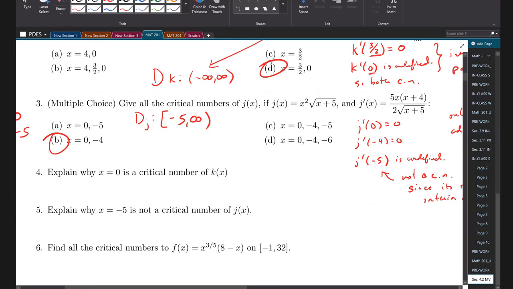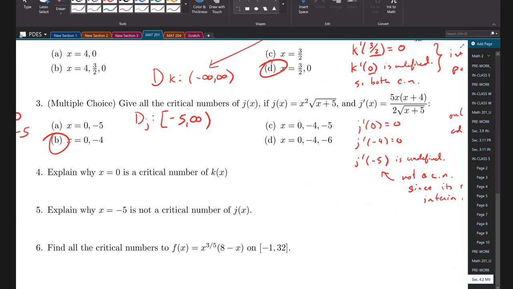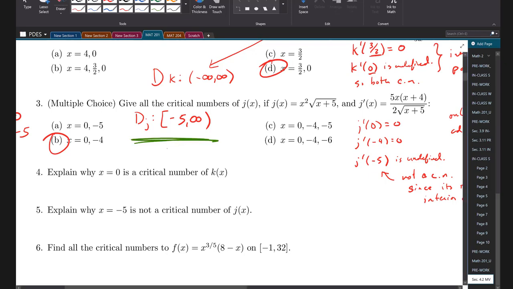Folks, I kind of wanted you to step in this. The most common wrong answer was C, that it was 0, -4, and -5. I wanted you to step in it so that now you'll watch out for it. You're less likely to make the mistake if the first thing you do is identify the domain.